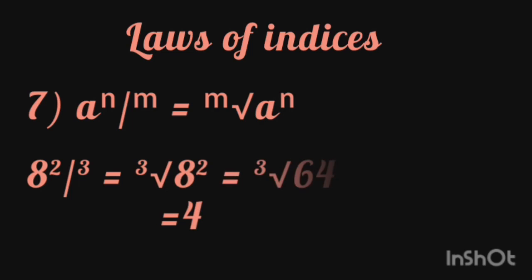Now we have another example, 8 raised to the power 2 over 3. 8 raised to the power 2 all over 3 is the same thing as the cube root of 8 squared. And 8 squared is 64. The cube root of 64 will give us 4. Remember, 2 is the numerator, so it is written inside the root, and 3, which is the denominator, is the root. So we have the cube root of 8 squared, which is the same as the cube root of 64, and we get 4 as the answer.